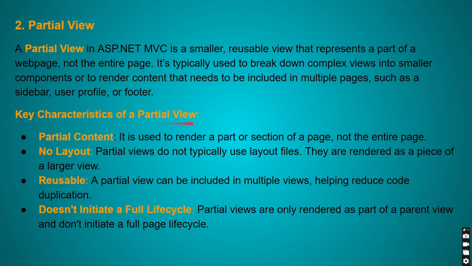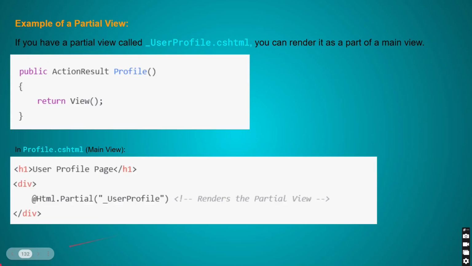Key characteristics of a partial view. Partial content: it is used to render a part or section of a page, not the entire page. No layout: partial views do not typically use layout files. They are rendered as a piece of a larger view. Reusable: a partial view can be included in multiple views, helping reduce code duplication. Does not initiate a full life cycle: partial views are only rendered as a part of a parent view and don't initiate a full page life cycle.